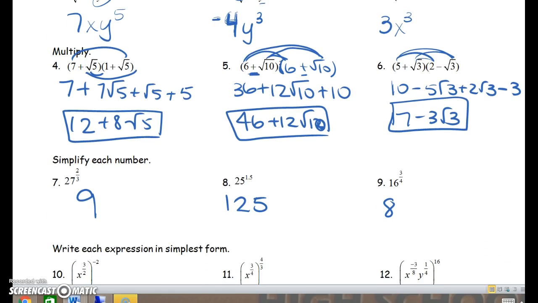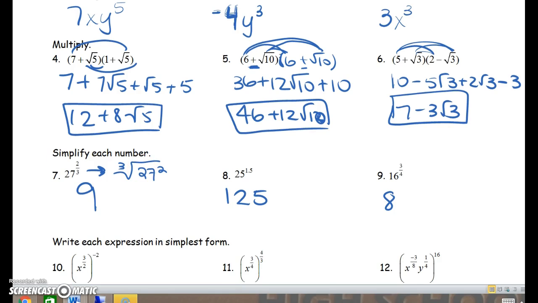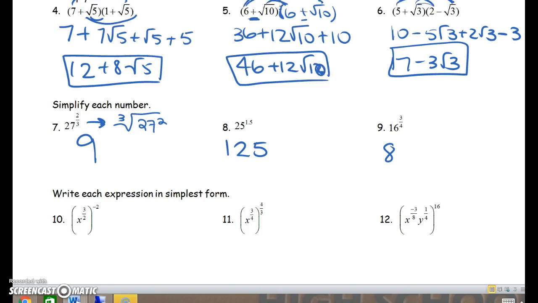For this one though, you would want to go through and put it back. Remember that a rational exponent is the same as a radical. So this would be the cubed root of 27 squared, and then you would have to square 27 and tree it. So always check the calculator first to save yourselves a little bit of time.